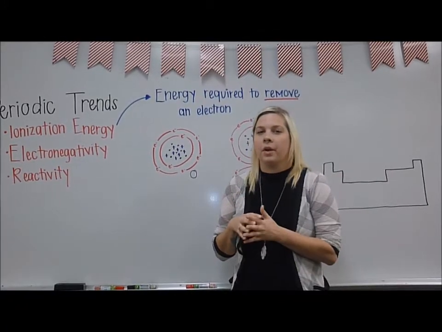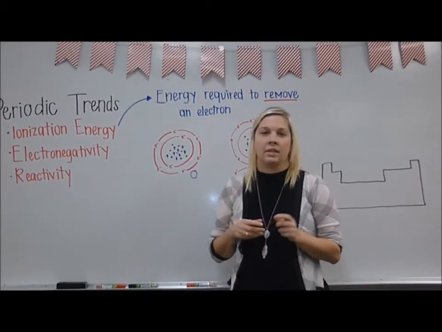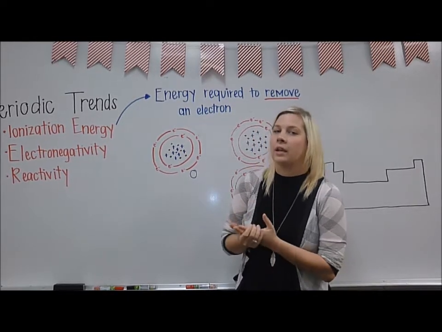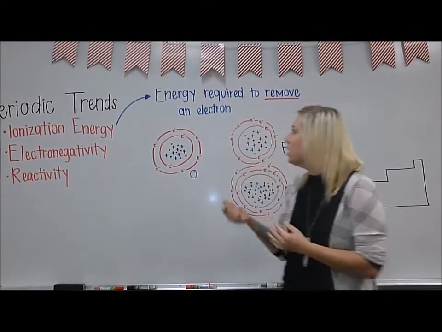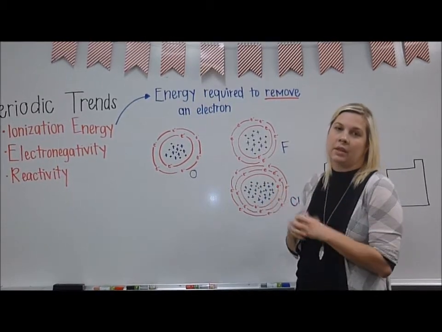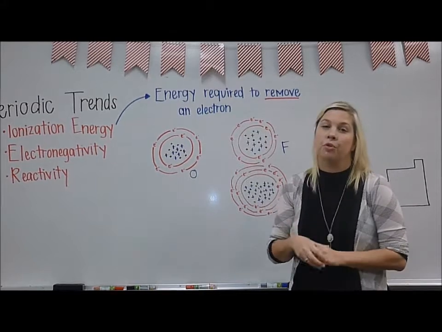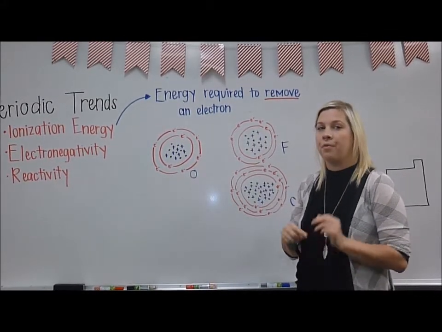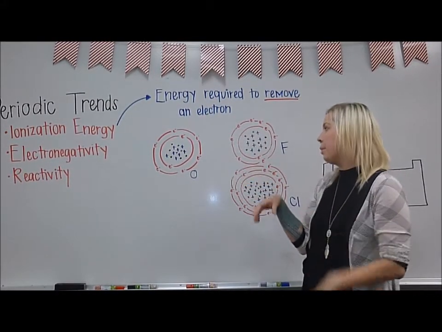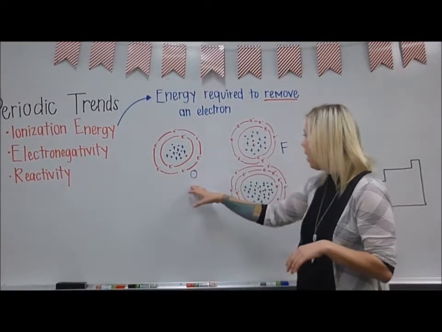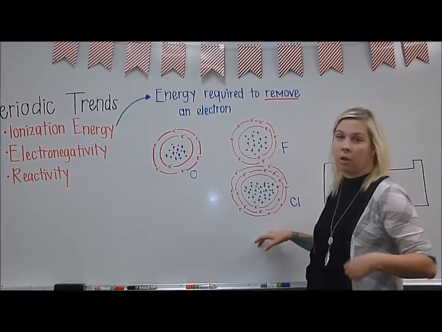Okay, so today we're going to talk about the next set of periodic trends. The first one that we're going to look at is ionization energy. Remember from the activity we did today, ionization energy is the energy required to remove an electron from the outer orbital. In our examples that we're going to compare, we have oxygen, fluorine, and chlorine.